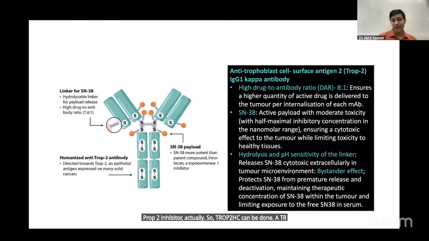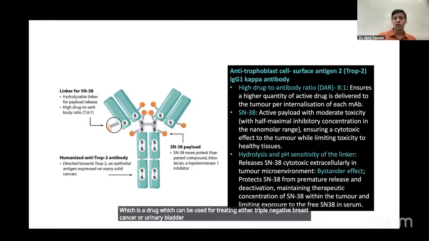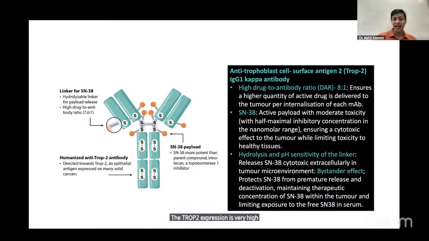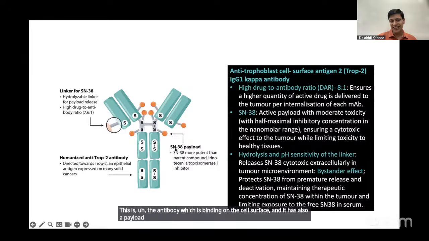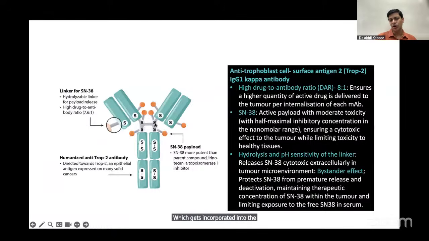TROP2 sequencing can be done on the tumor cell, and this drug is called sacituzumab govitecan, which can be used for treating either triple negative breast cancer or urinary bladder cancer, where both the TROP2 expression is very high. It is again, as I discussed, an antibody drug conjugate. So what is happening? This is the antibody which is binding on the cell surface, and it also has a payload called SN38. This is a chemotherapy molecule, a topoisomerase inhibitor like irinotecan, which gets incorporated into the antibody, and this gets delivered inside the cell which is expressing TROP2.